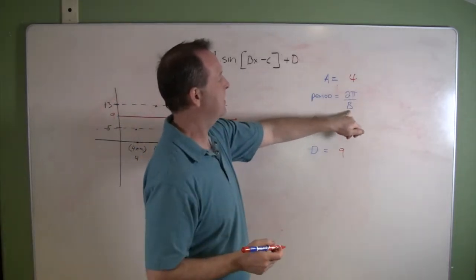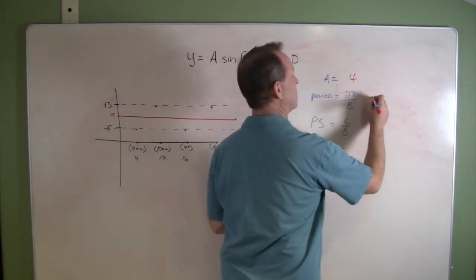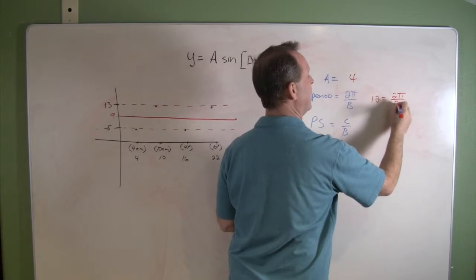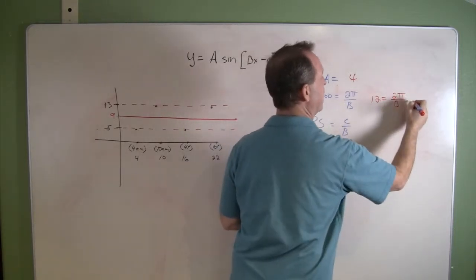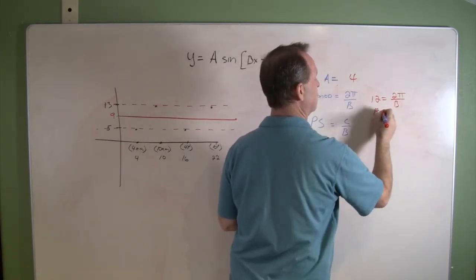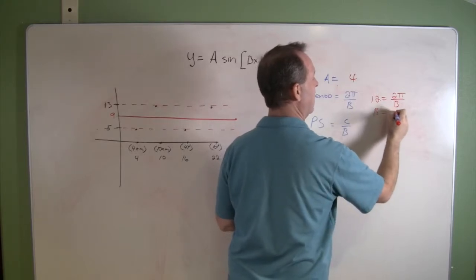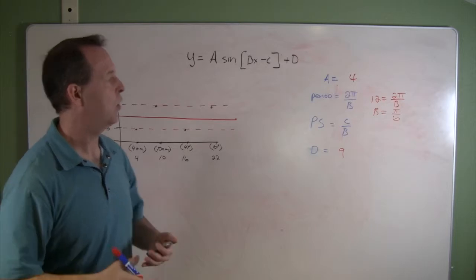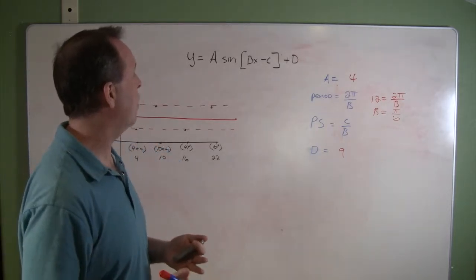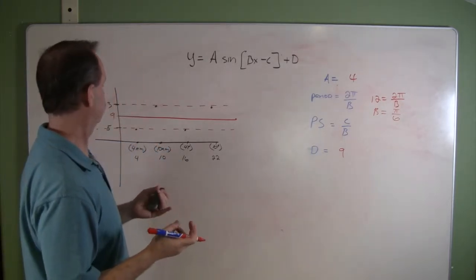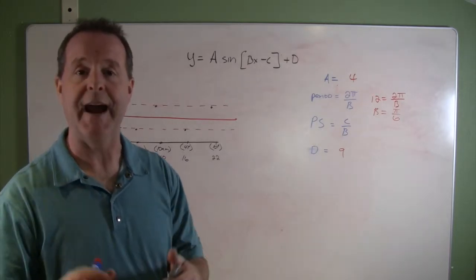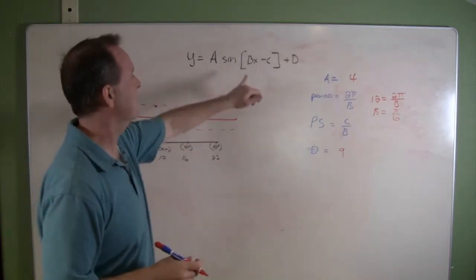Given that, that's going to help us discover what this B is. So 12 equals 2 pi over B. Switch those around, and I get B equals pi over 6. So now our B, or our period factor there, is pi over 6.